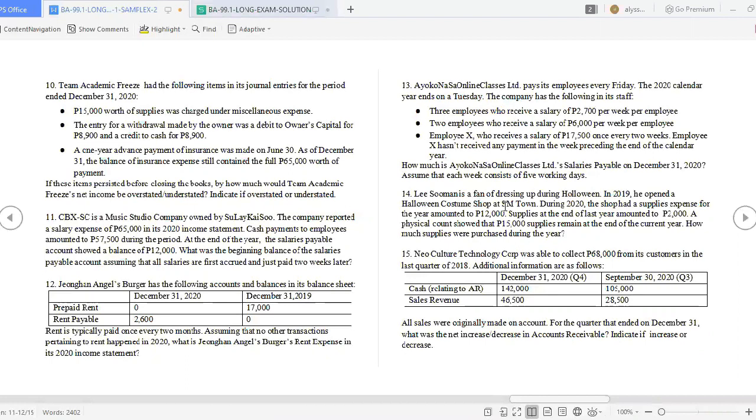Supplies at the end balance is 2,000 at the beginning of the current year. So that's the beginning of year 2020 because that's the end of last year, which is 2019. A physical count shows 15,000 at the end of the current year, which is 2020. So beginning supplies 2,000, end of year supplies 15,000. So we're looking for the supplies purchased during the year.